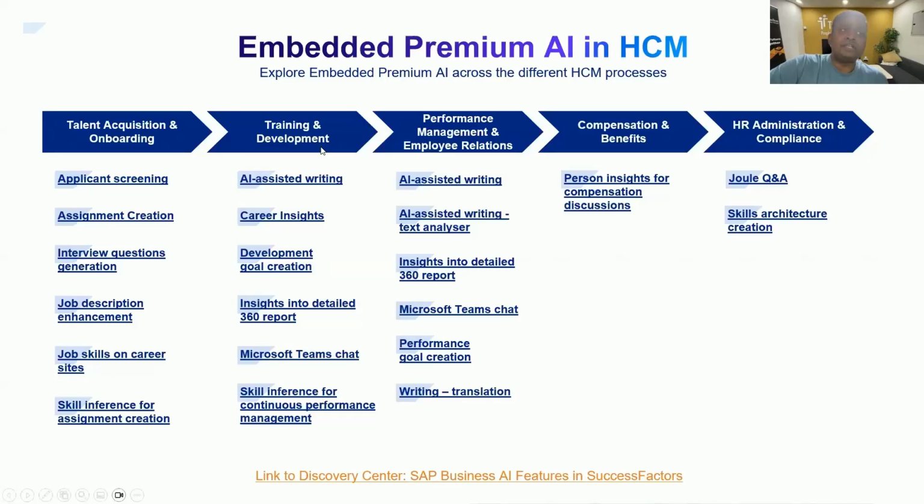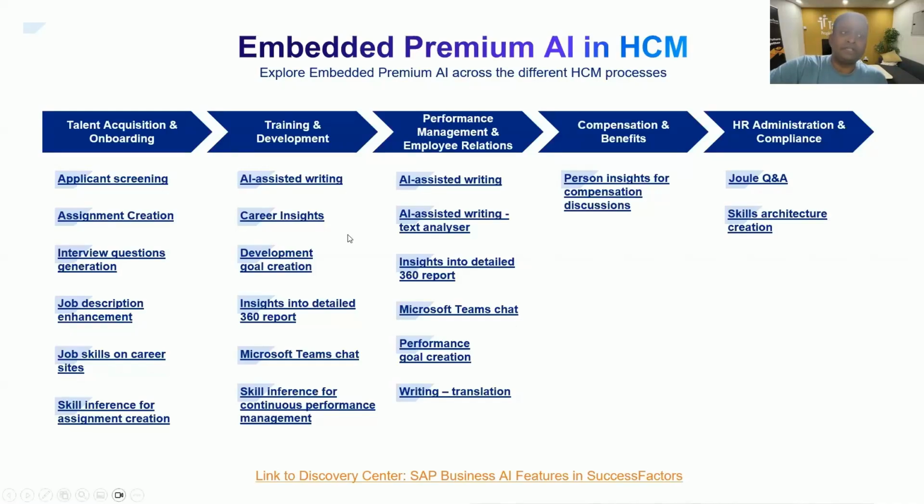When it comes to training and development, you have features like AI-assisted writing. We have seen this problem in various organizations where generation of a goal is very inconsistent across the organization. And this really helps to personalize it, but it definitely also helps to improve the quality of those goals created, whether it's a performance-related goal or a development-related goal.